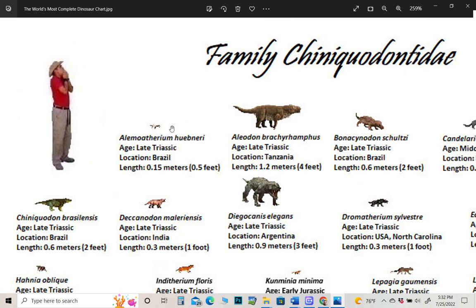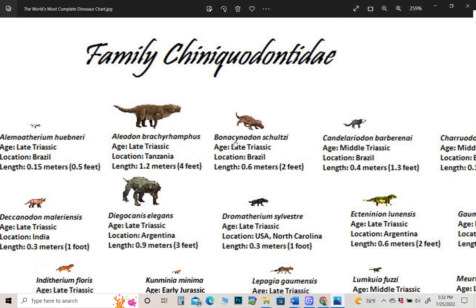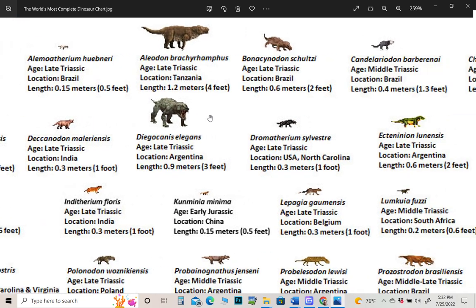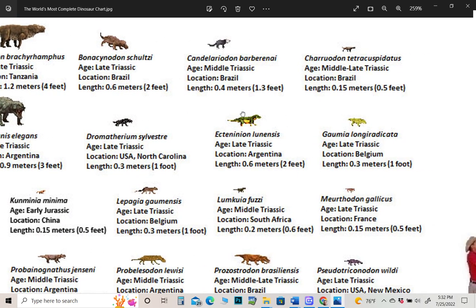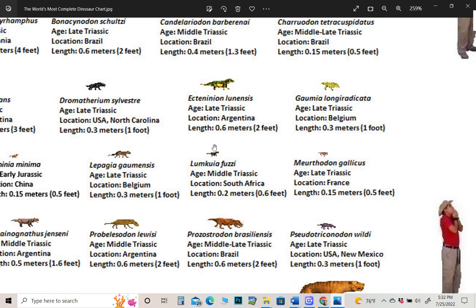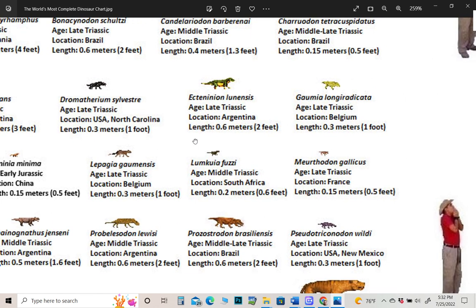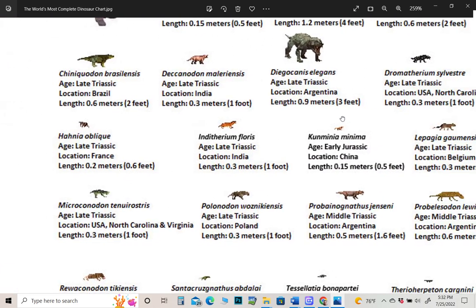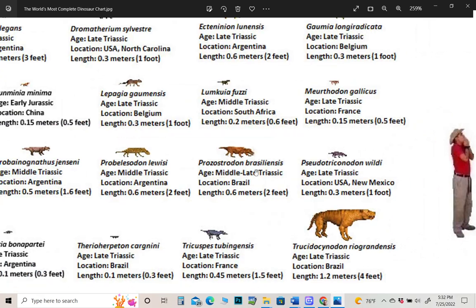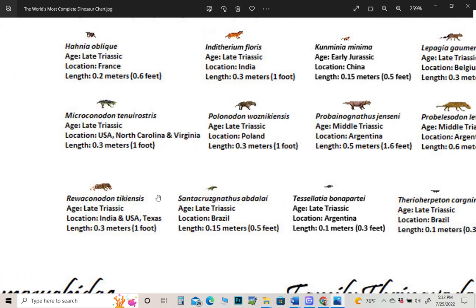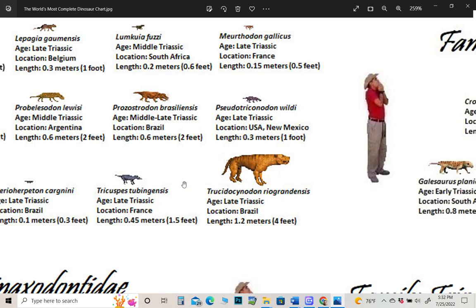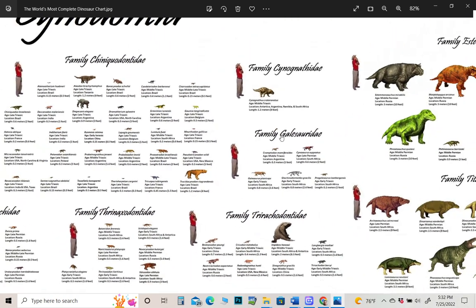them so far. So we have Alemotherium, Aliodon, Bonocynodon, Candelariodon, Charuodon, Chiniquidon, Decanodon, Diegocanus, Dromatherium, Ecteninion, Galmia, Hania, Inditherium, Cunminia, Lepagia, Lumcuia, Murthodon, Microconodon, Polonodon, Probagnathus, Probelisodon, Prosostrodon, Pseudotriconodon, Rowaconodon, Santa Cruz Gnathus, Tessalacia, Therioherpeton, Tricuspis, and Trucydocynodon. All right, let's go to the side here.